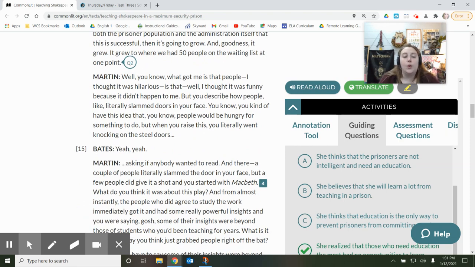All right, so we see, well, what got me is the people. I thought it was funny because it didn't happen to me, but you described how people literally slam doors in your face. You kind of have this idea that people would be hungry for something to do. And when you raise this, you literally went knocking on steel doors.